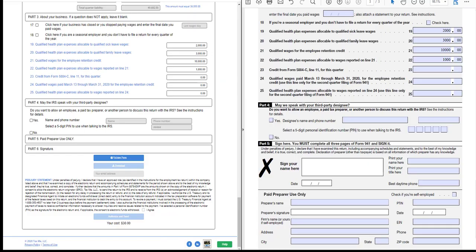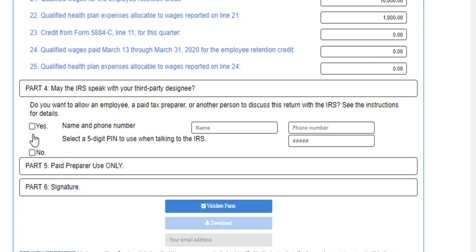Part 4. May we speak to your third-party designee? Your third-party designee is any individual who you authorize to discuss your Form 941 with the IRS. This individual is typically an employee or tax preparer, but it doesn't have to be. However, it is not the name of the firm that prepared your return, but it can be the name of the individual working at the firm. To authorize, mark yes and fill in the designee's information and self-select a 5-digit PIN.